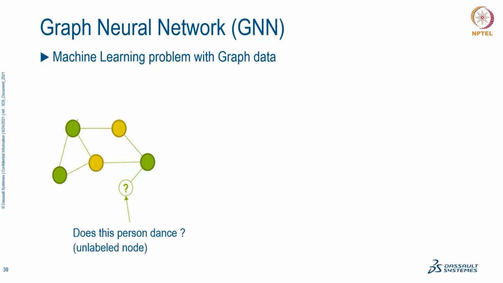So consider the green one as can dance and the yellow one as cannot dance. We want to determine whether this particular person, marked with a question mark, can dance. He is unlabeled, so we don't know if he can dance or not. We want to predict if he is able to dance or not, based on the attributes that are there. So this is called node level prediction.